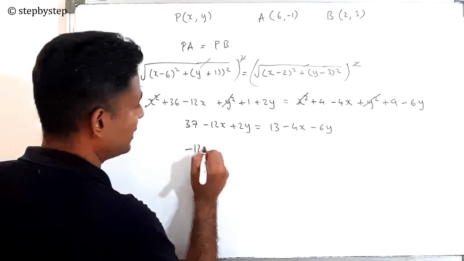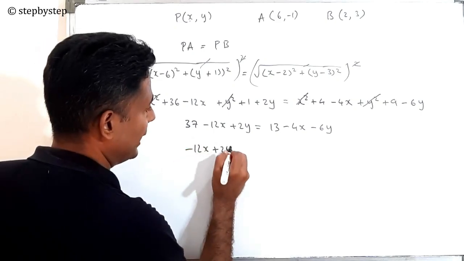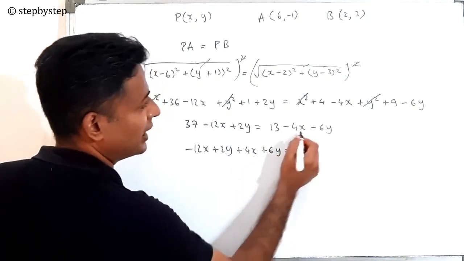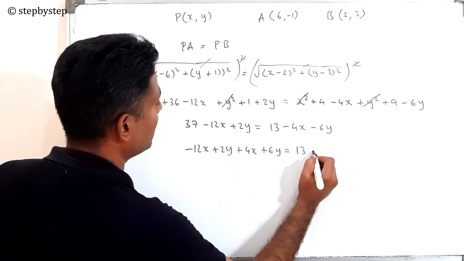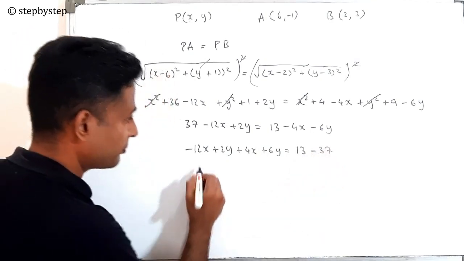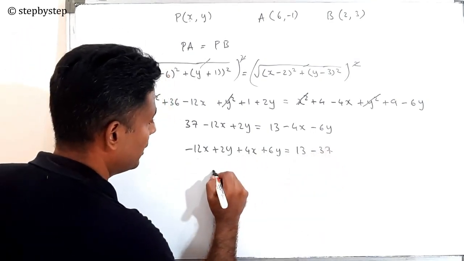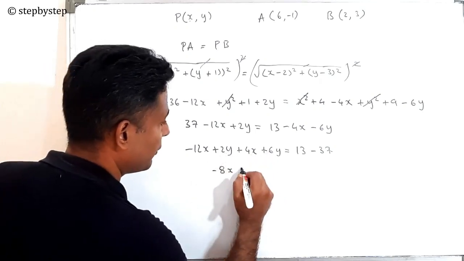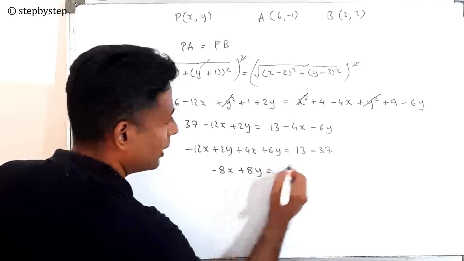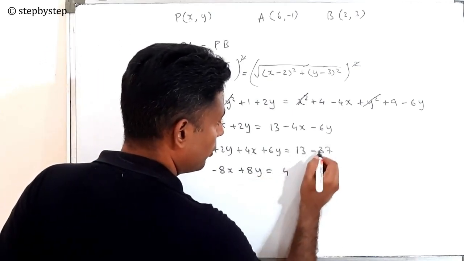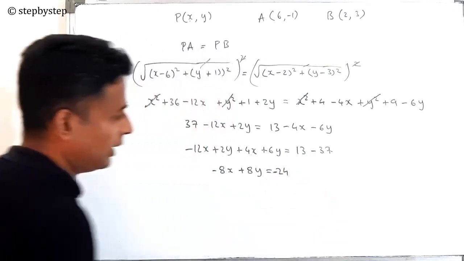So what do I get? Minus 12x plus 2y plus 4x plus 6y, because I transpose these two, and here I get 13 minus 37, right? Minus 12x plus 4x is minus 8x, plus 2y plus 6y is 8y, equal to 13 minus 37. So that will be 4 and minus 24.